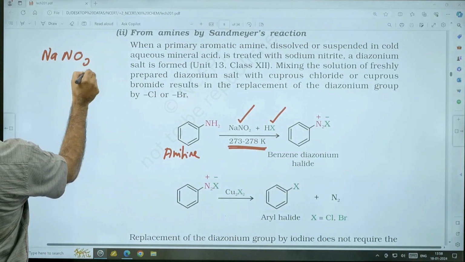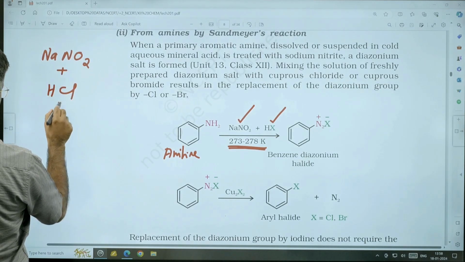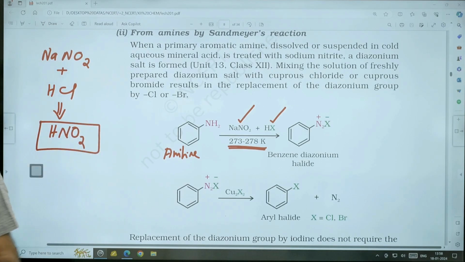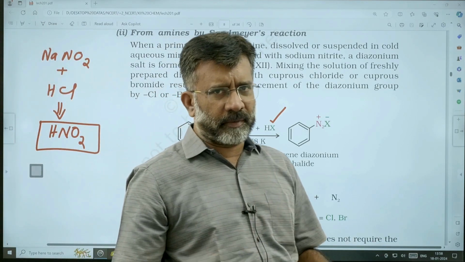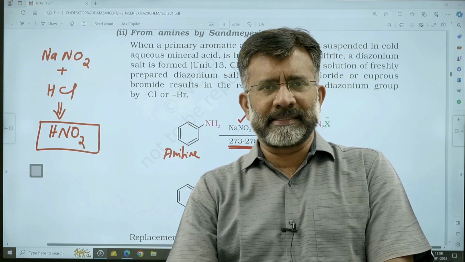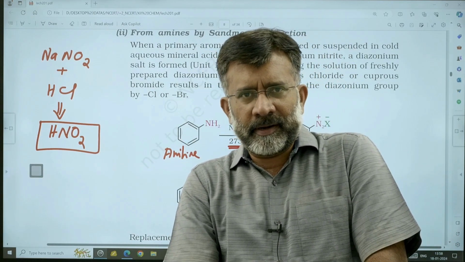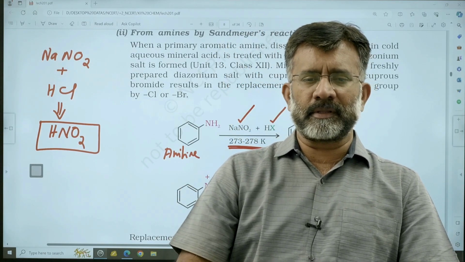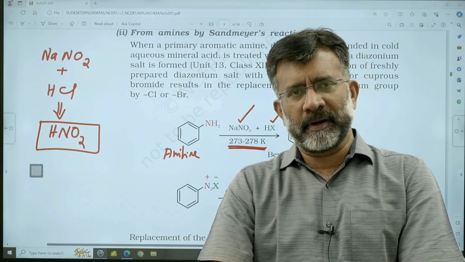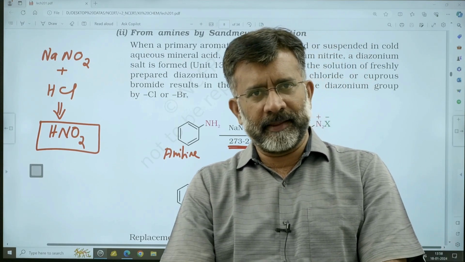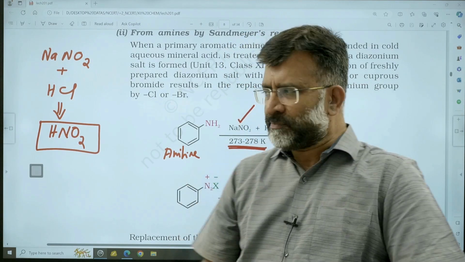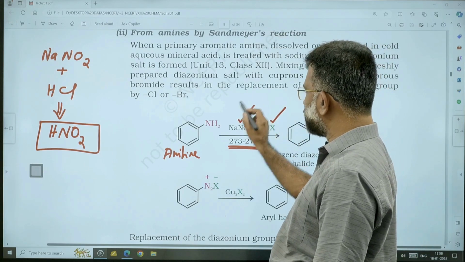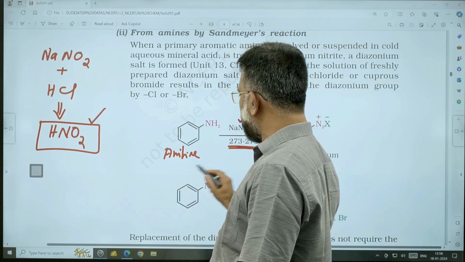NaNO2 plus HCl can produce HNO2, the so-called nitrous acid, which is not so stable. It is always prepared in situ, during the reaction. It cannot be prepared and stored. It is prepared by mixing NaNO2 and dilute acid. So by mixing NaNO2 and HCl, we get nitrous acid, and that nitrous acid works upon aniline.